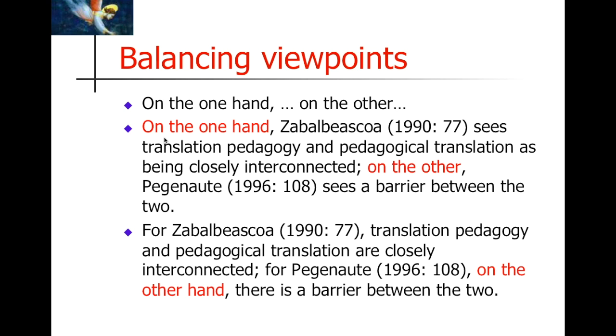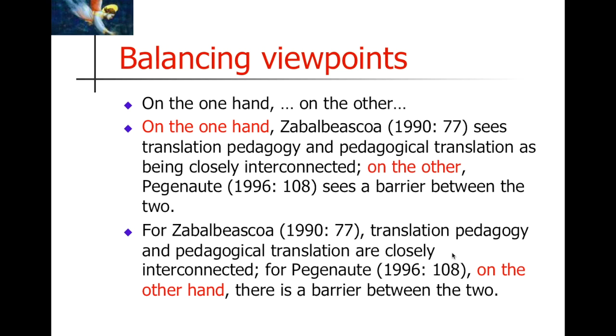Here we go. On the one hand, tabalbeaskoa, da-da-da, sees da-da-da-da-da. On the other, beganaute, da-da-da, sees the opposite thing. All right? So we don't have to repeat the hand here. Notice that's a predication, and I think it's correct to have a semicolon there. If you put a comma, nobody would complain too much, I think.